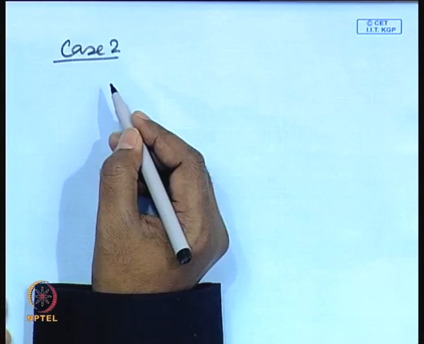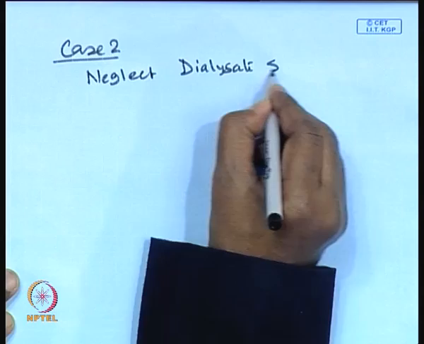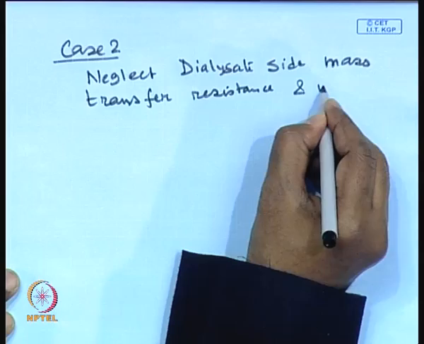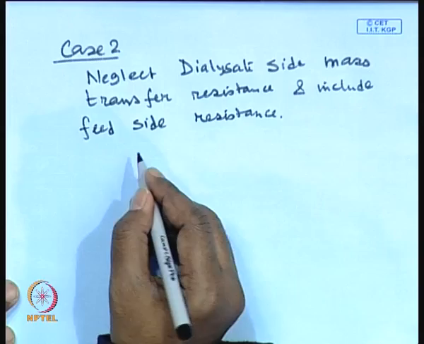In case number 2, we will be considering the dialysate side. We will neglect the dialysate side mass transfer resistance and include feed side resistance, and see what you get. And calculate the membrane area for this particular performance of the dialyzer.